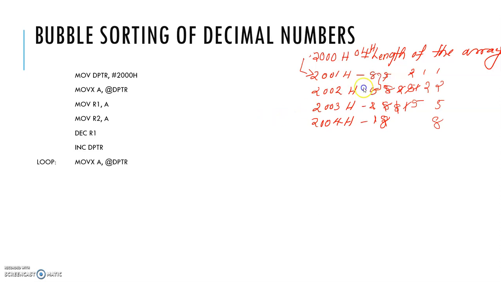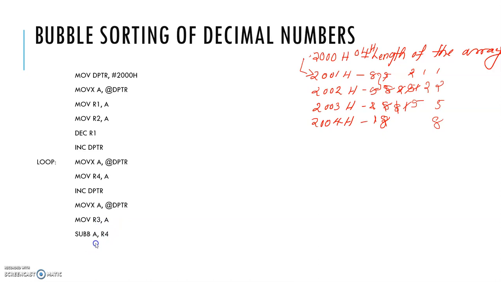Take the value from 2001 to accumulator register and place it in R4 register, and we again increment the DPTR and take the second number, move it to accumulator register. We place a copy of that number in another register, because when we compare by doing subtraction, the content of accumulator register is lost. So we store this number in another register R3. So we have first number in R4 and second number in accumulator register as well as in R3.